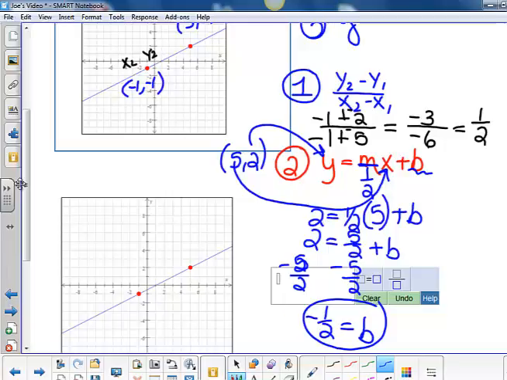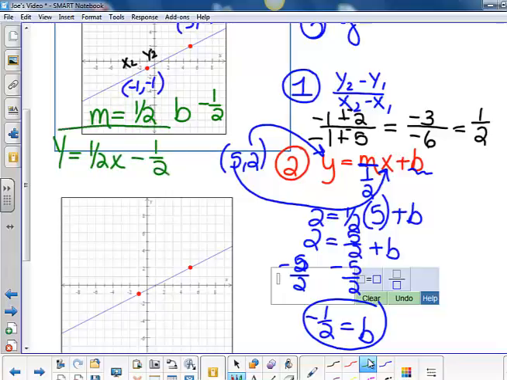So now I have found my b. b is -1/2. So I can take the information given, slope, which we said was 1/2, and b, -1/2, and I can actually write an equation: y equals 1/2 x minus 1/2. Okay? So number 11 has 2 or 3 steps to it.